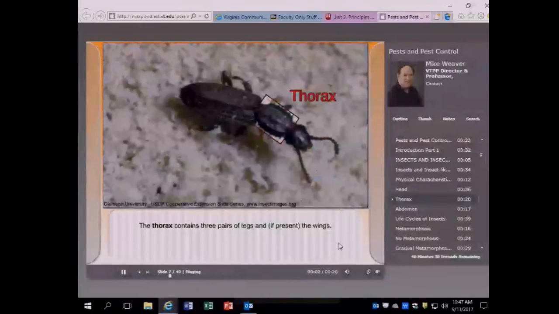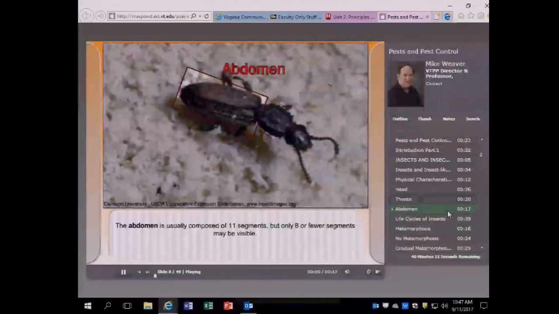The thorax contains 3 pairs of legs, and if present, the wings. The wings can be particularly important in insect identification because they vary in their texture, sizes, and shapes. And they have certain patterns of veins that are particularly helpful in differentiating one insect from another. The abdomen is usually composed of 11 segments, but 8 or fewer segments may be visible. Along each side of most of the segments are openings called spiracles, through which the insect breathes. In some insects, the tip end of the abdomen has tail-like appendages.